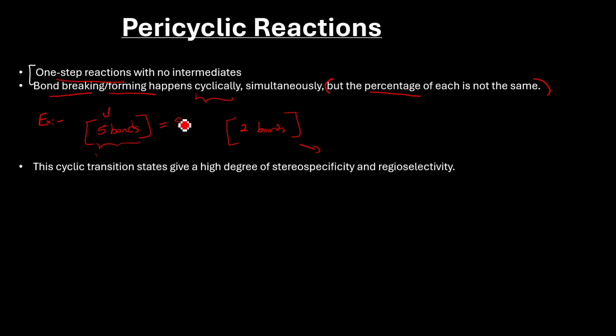That's not a condition. The number of bonds forming and the number of bonds breaking can be the same, but sometimes they are not the same. So it's not a condition. These two don't have to be the same. That's what we have talked about here. The percentage of each type is not the same. It can be varied.